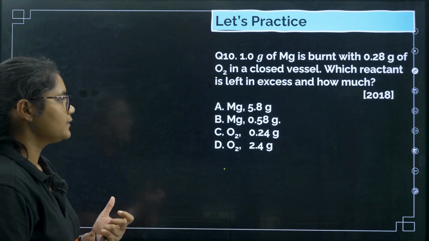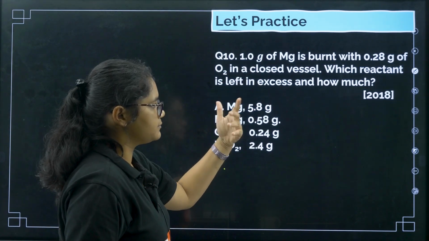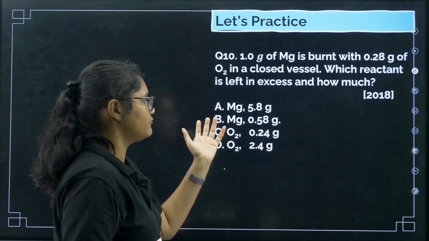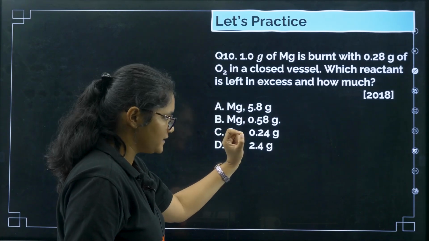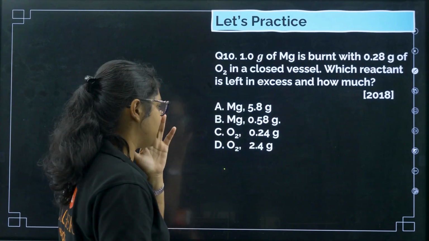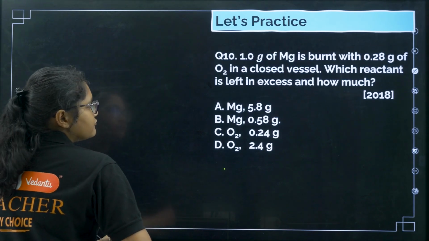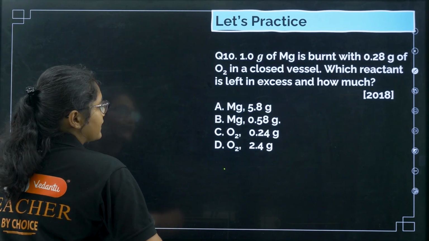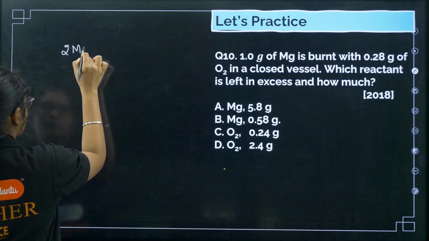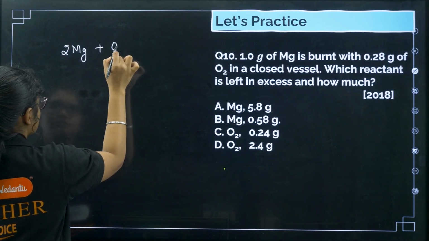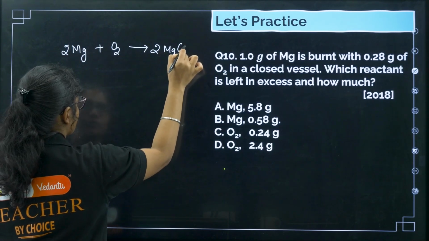Now the question is like this: 1 gram of magnesium is burnt with 0.28 gram of oxygen in a closed vessel. Which reactant is left in excess and how much? Let us find out this first. This is a previous year question from 2018. So the first thing you always need to do is write a balanced reaction. So what is the balanced reaction? I can write 2Mg plus O2 gives 2MgO.